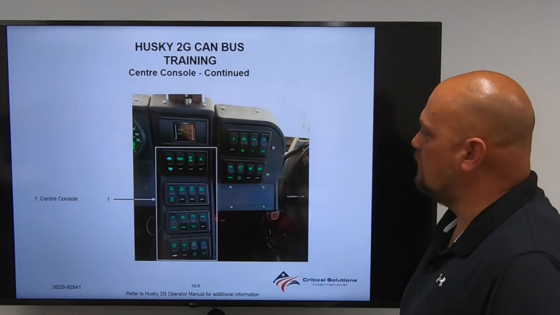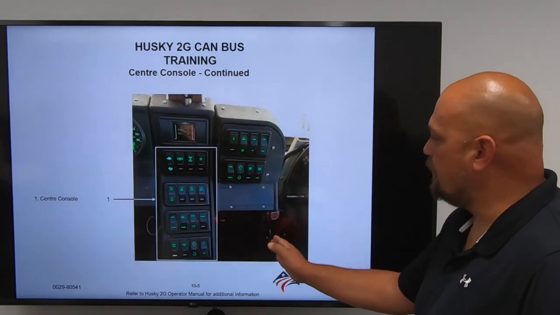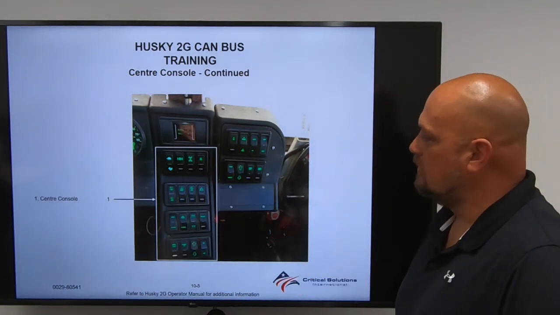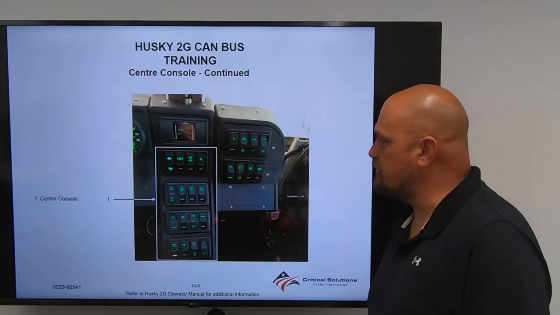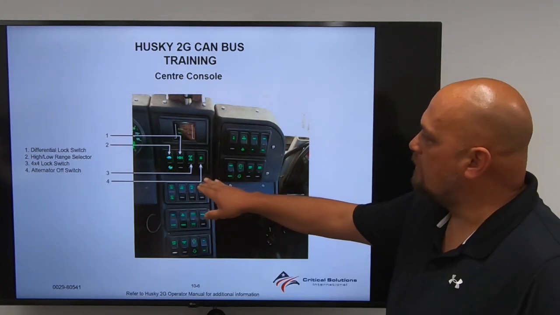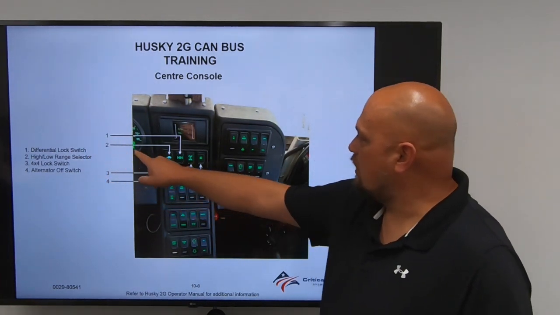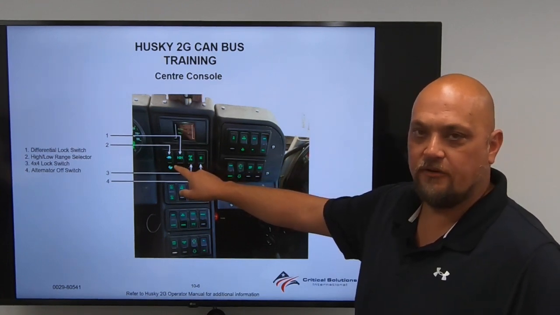Our center console. This is in between the driver and the operator as sitting inside the vehicle. We'll go down each bank of switches. This top bank, item number 1, is our differential lock switch, which is the center switch. That engages your differential locks on your front and rear axle.